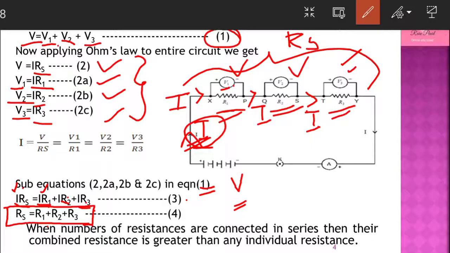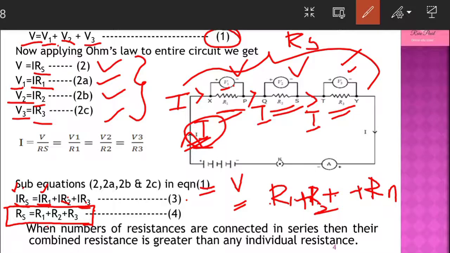Suppose if we have n number of resistances, then what will be the total resistance? We have to add up to Rn. Okay, starting from R1 to Rn. So this will give you the total resistance.